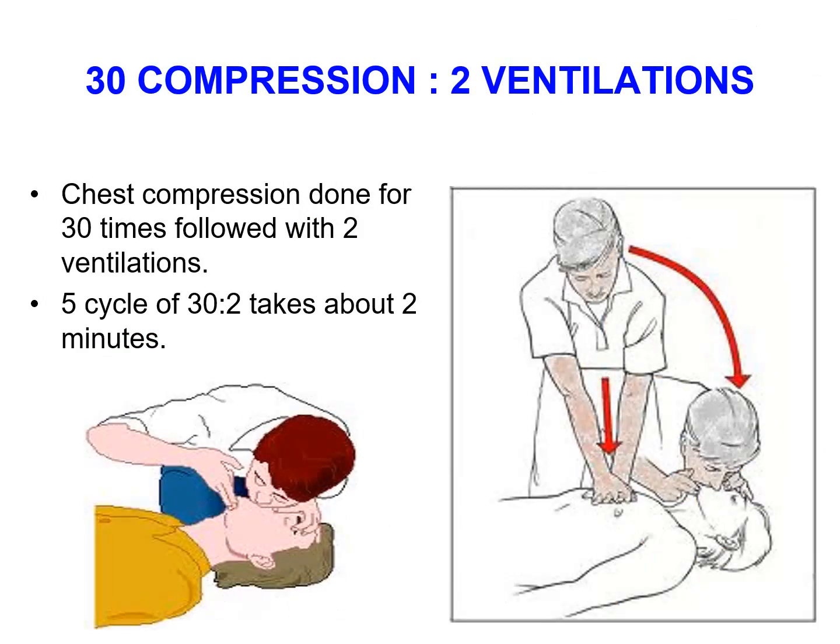The compression and ventilation should always be done in a 30 to 2 ratio. 30 chest compressions should be immediately followed by 2 ventilations. Repeat up to 5 cycles of 30 compressions to 2 ventilations, which takes about 2 minutes.